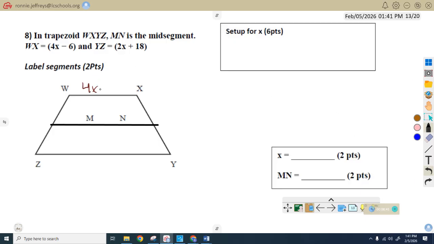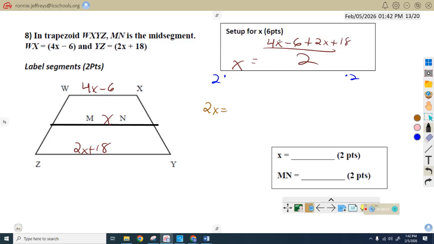Label the segments. All right. So if we are leaving this as x, because we're going to have to find that anyways. 4x minus 6 plus 2x plus 18 all over 2. Okay, it's worth 6 points. There are 6 elements in there. All right, so first thing, multiply by 2, multiply by 2. So, 2x equals 6x plus 12.